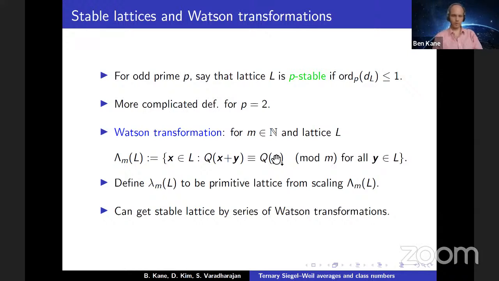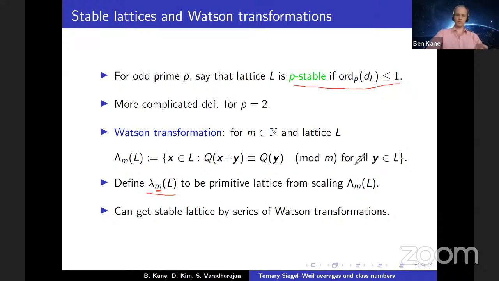And what's important for our purposes is that you can always get a stable lattice by taking finitely many Watson transformations. So these Watson transformations, the lattice lowercase lambda of L, will have a discriminant with fewer powers of the primes dividing M. So for instance, if I just take M to be a prime P, if P squared divides the order, then the power of P will go down. And so we can iteratively reduce the powers of the prime P until this condition is satisfied.